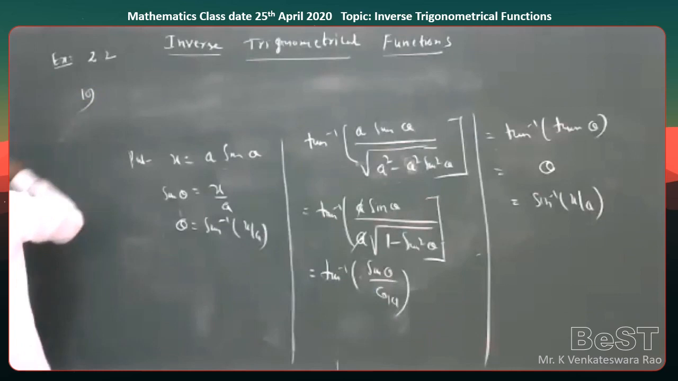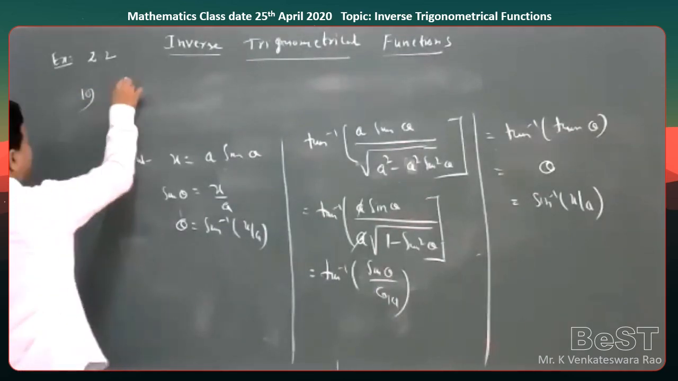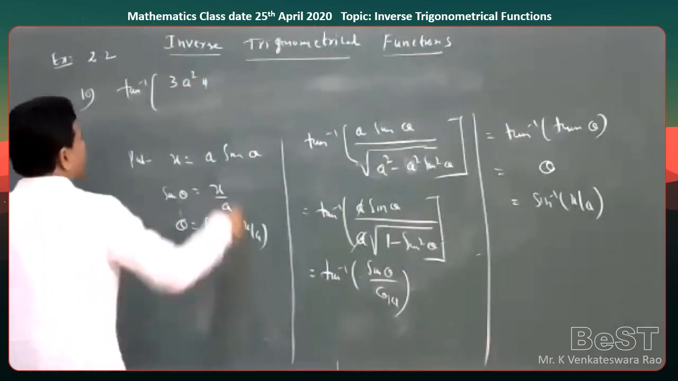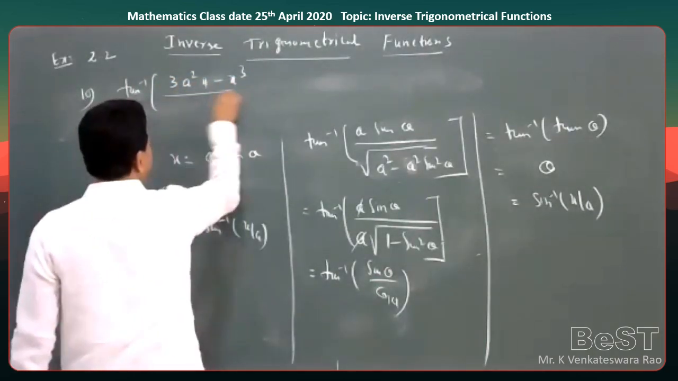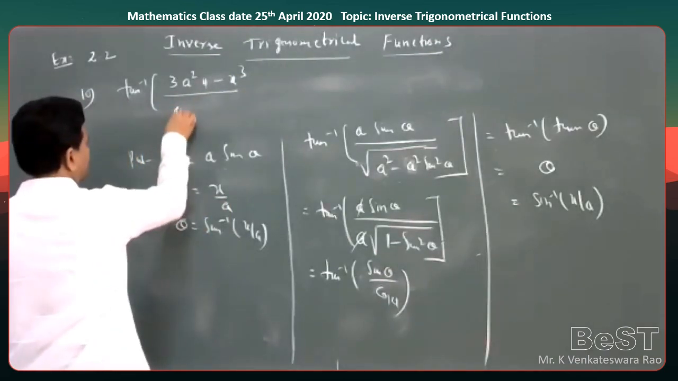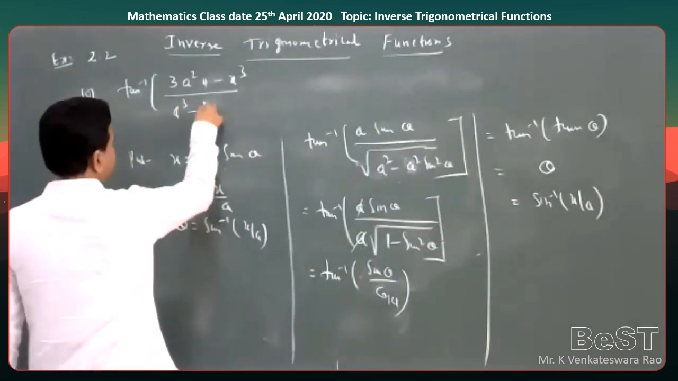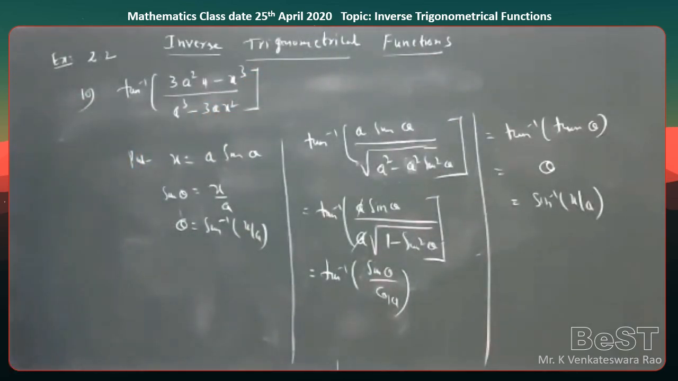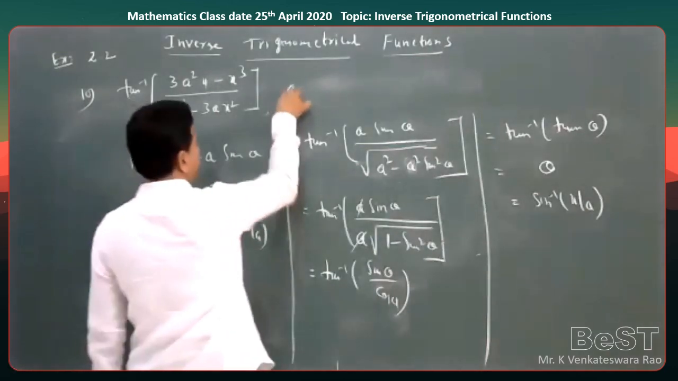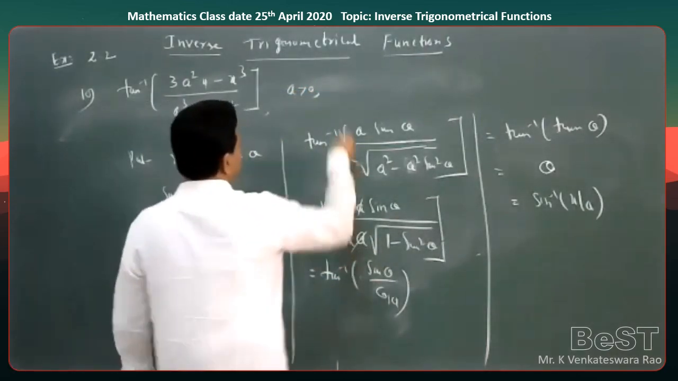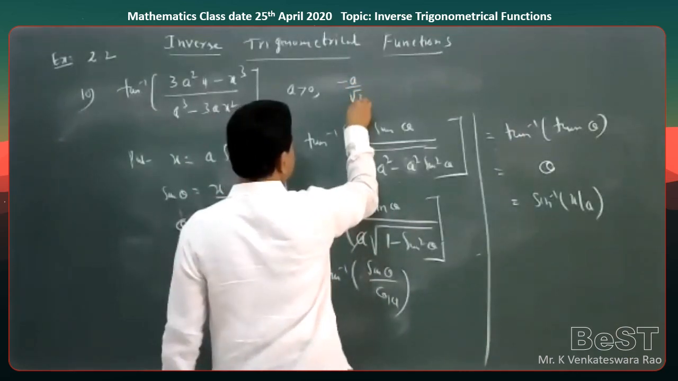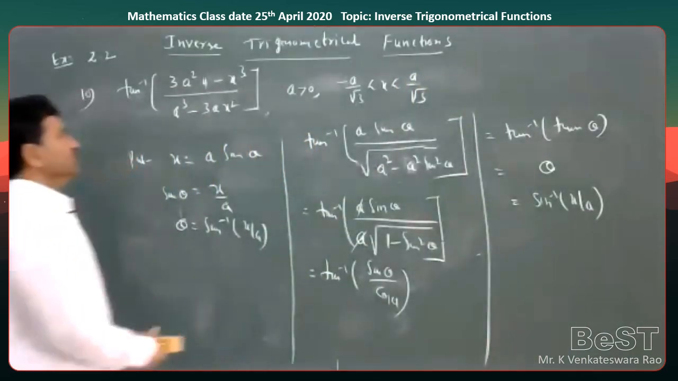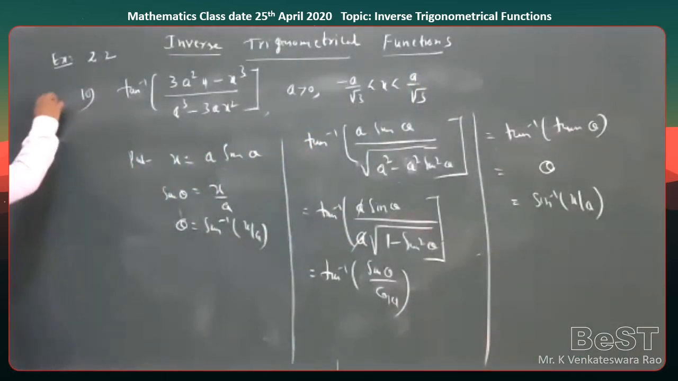Note down 10th problem. Tan inverse of 3a square x minus x cube by a cube minus 3a x square. So this condition, a greater than 0, minus a by root 3 less than x less than a by root 3. Right. Most important problem for 3 marks question, many times given.